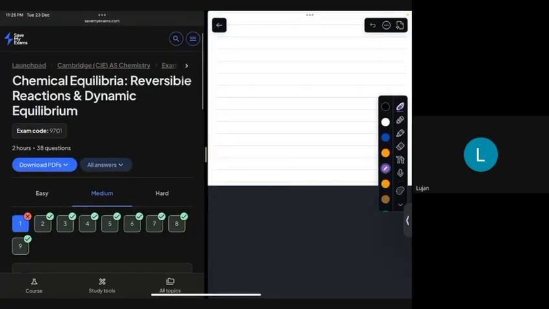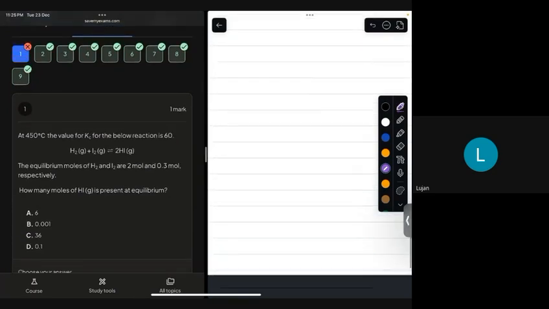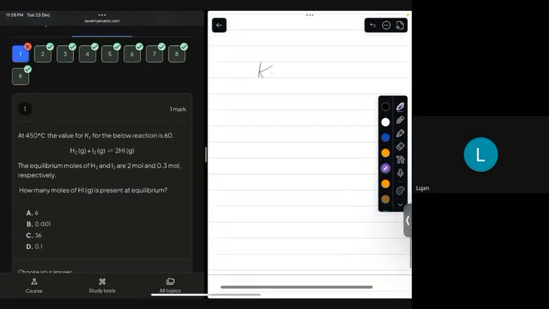In this case, they have told you, first let's just write the Kc expression. The Kc expression is products over reactants. So we have HI, and then the reactants that are H2 and I2. And we would do the square of HI, because the moles are 2, so it would be the square.